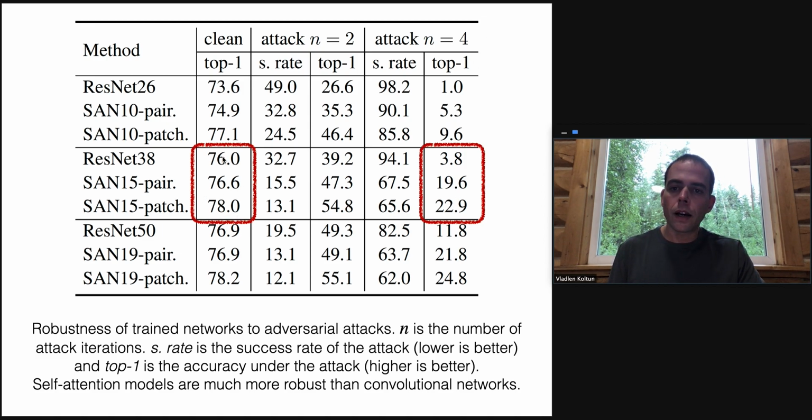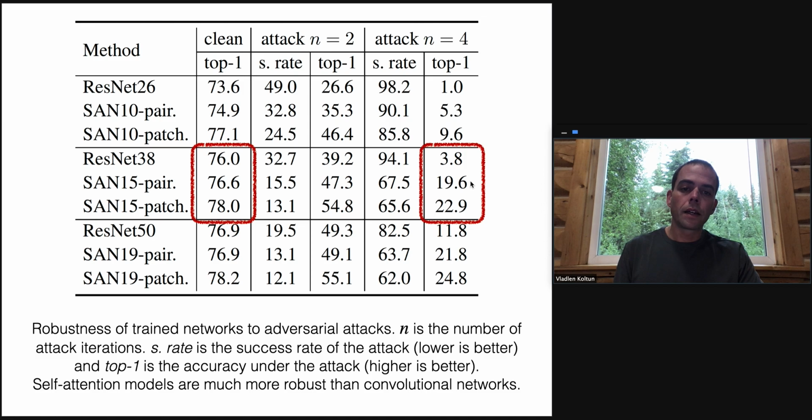So the starting accuracies with no attack, before any attack, are shown here on the left, and the resulting accuracies after the adversarial attack are shown on the right. And you can see something amazing. The ResNet baseline is essentially destroyed by the adversarial attack. The accuracy after 4 attack steps collapses from 76% to 4%.